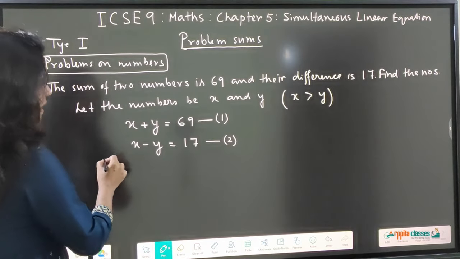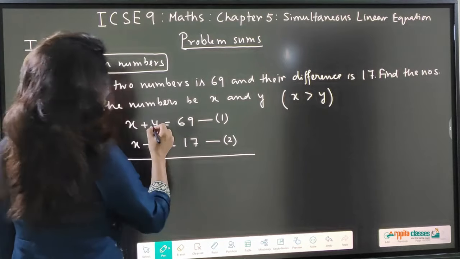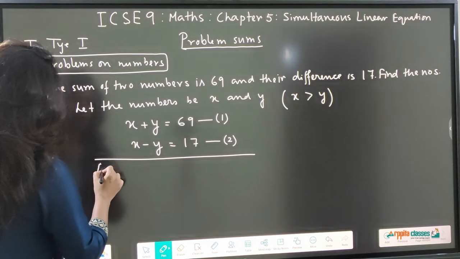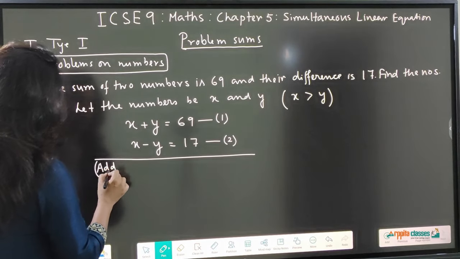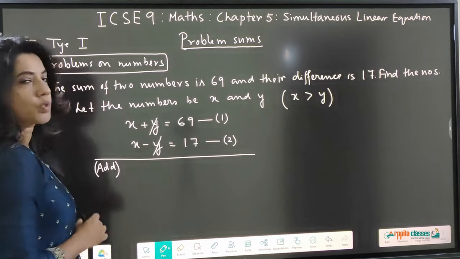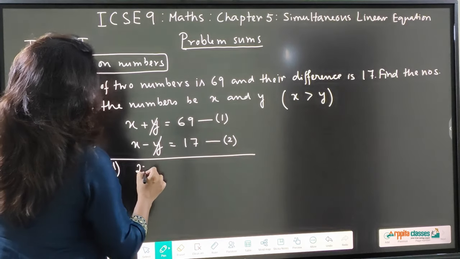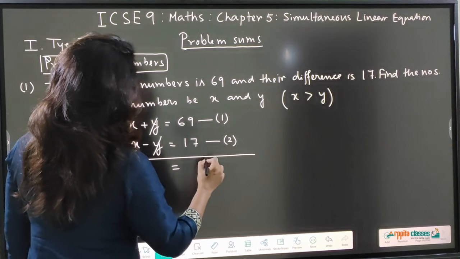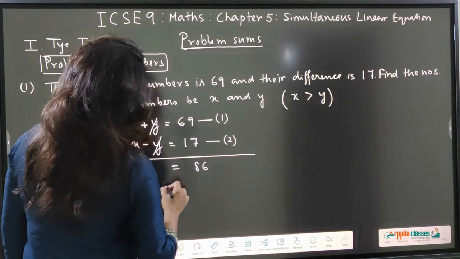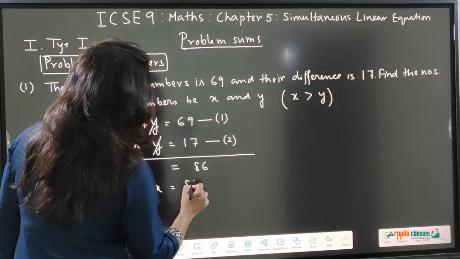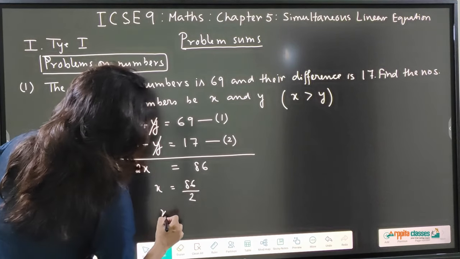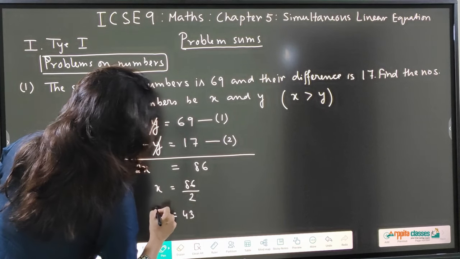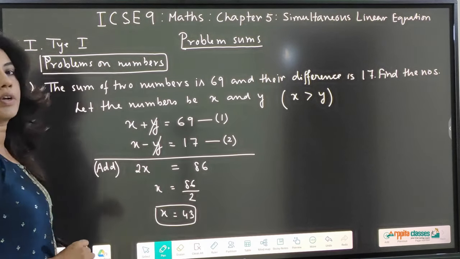So now very clearly if I add the two equations, y will get cancelled. So I'll use the elimination method and I'll add the two equations, plus y and minus y will get cancelled. So this is 2x is equal to 86, or x is equal to 86 upon 2, that is 43. So the value of x I got, that is 43.